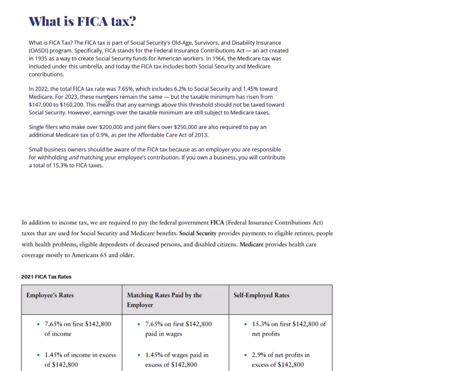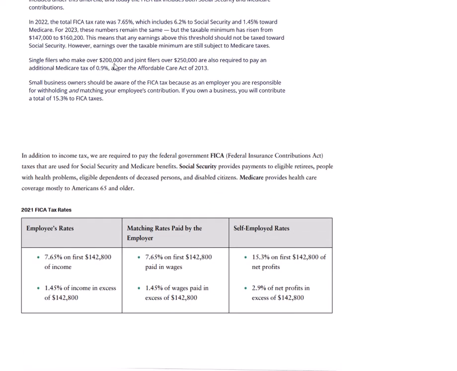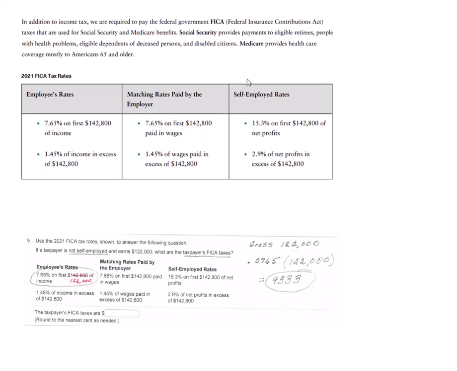So it talks about the FICA tax was 7.65%, which broke into Social Security and Medicare, but in 2023, they remained the same, but the taxable minimum raised, and so on. Single filers who make over $200,000 and joint filers who make over $250,000 are also required to pay a little extra Medicare tax, which was part of the Affordable Care Act, sometimes called the Obama Act or Obama Health Care. All right, let's go down here.